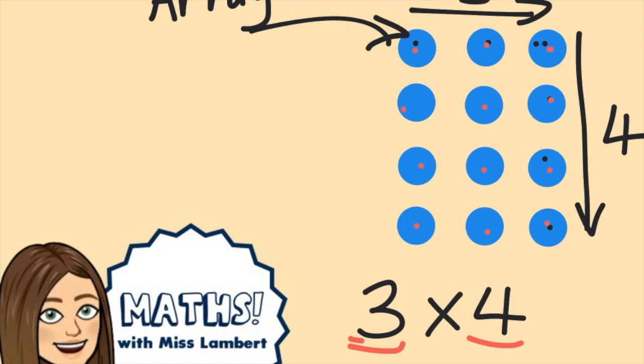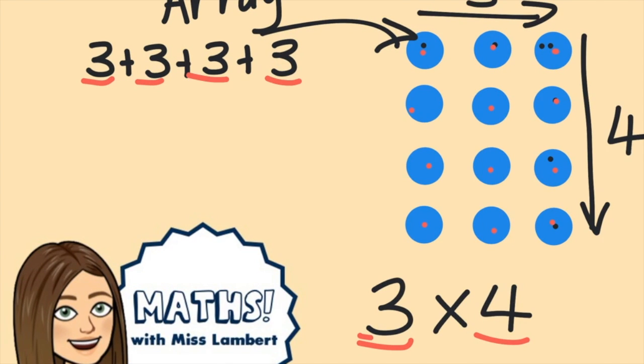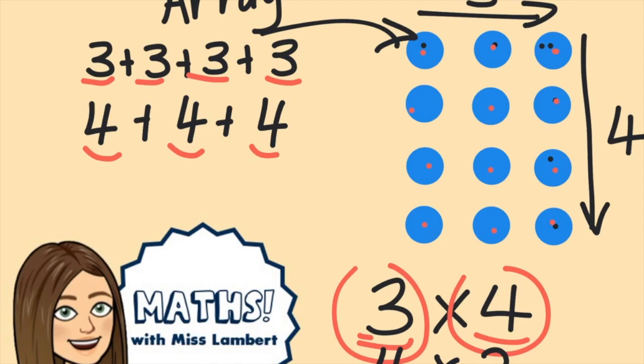I'll show you up here. So to solve this array, I can either go 3 plus 3 plus 3 plus 3. I've got 1, 2, 3, 4 groups of 3. Or I can go 4 plus 4 plus 4. And I've got 1, 2, 3 groups of 4. I've either got 3 groups of 4 or 4 groups of 3. But either way, they both equal 12.